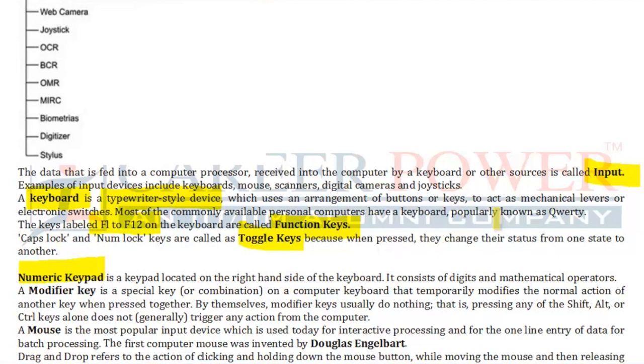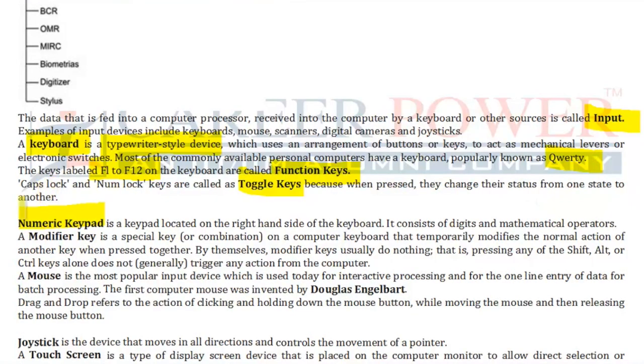The keyboards which are most commonly used are based on QWERTY. What is meant by QWERTY? If you look carefully at a keyboard, the first row of the alphabetical series is Q, W, E, R, T, Y. This design is called QWERTY.